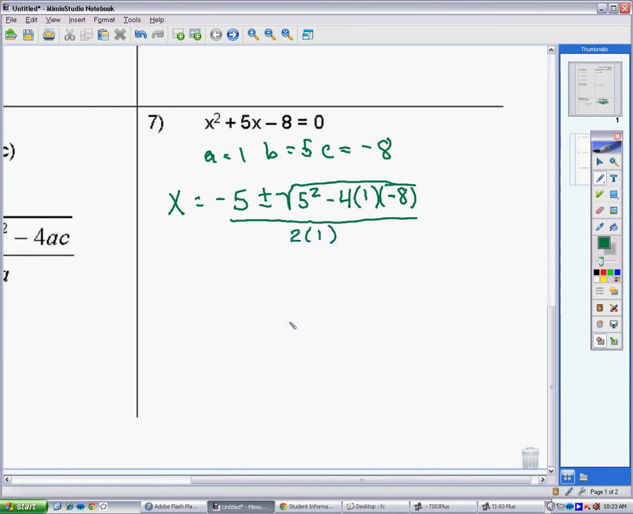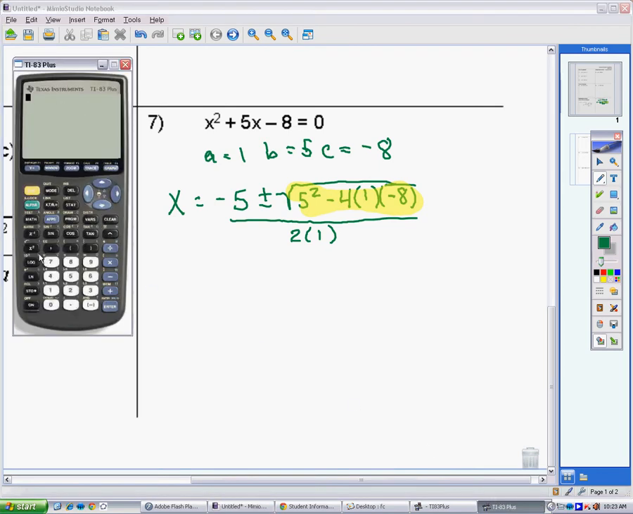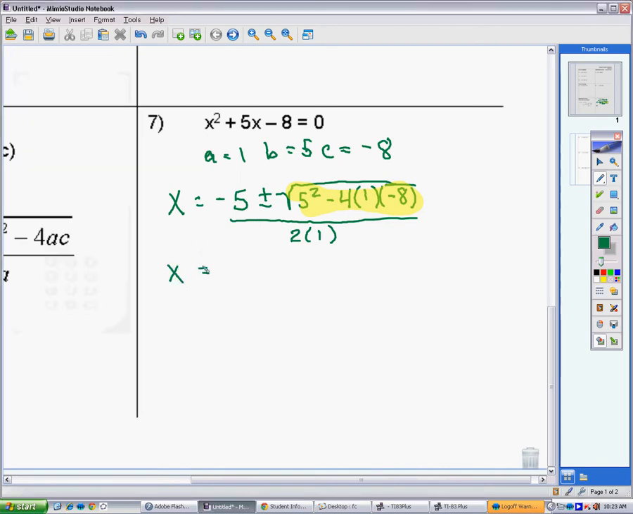1. Now, I want to go ahead and evaluate this part first. This is called the discriminant. And I want to evaluate that part first in the calculator because that gives me some information. So I'm going to take 5 squared minus 4 times 1 times negative 8 into the calculator and hit enter, and I get 57. So when I simplify this, I get x equals negative 5 plus or minus the square root of 57 all over, and then I'm going to simplify 2 times 1, 2.